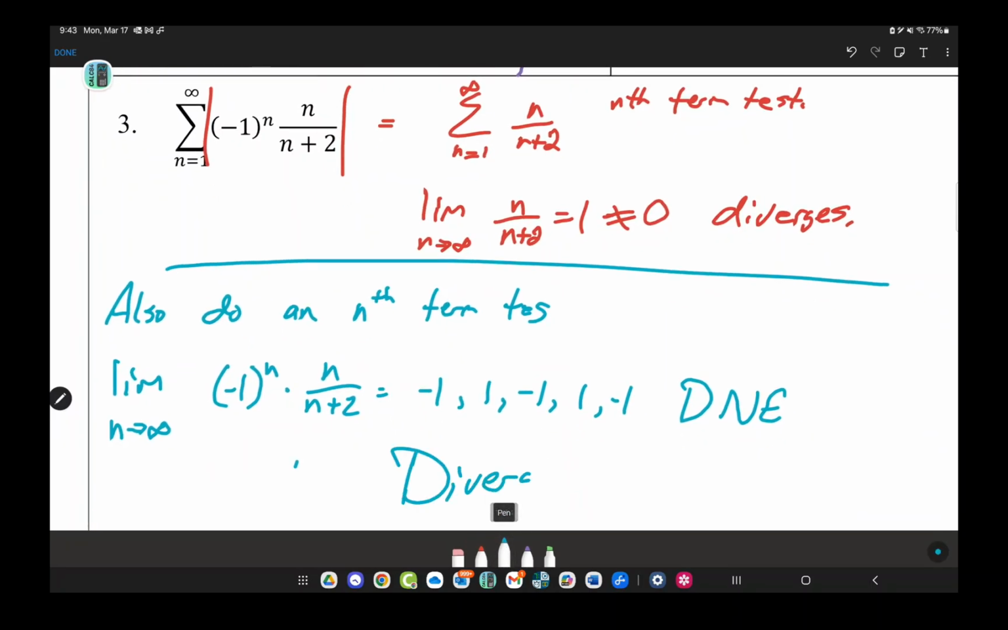Wait, you said you plugged in one though? If you do the limit of the second part, we know that this limit is 1. And as you go to infinity, it's going to go from negative 1 to 1, negative 1, and so on. It's just going to bounce up and down.